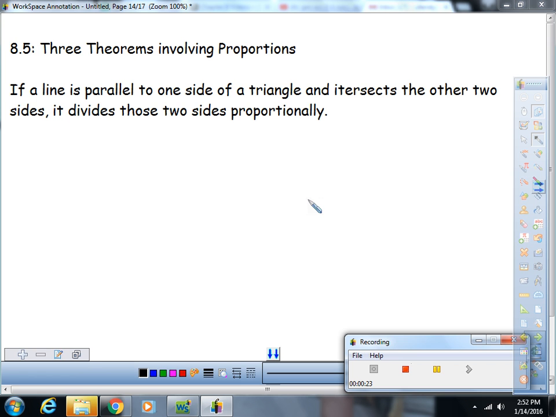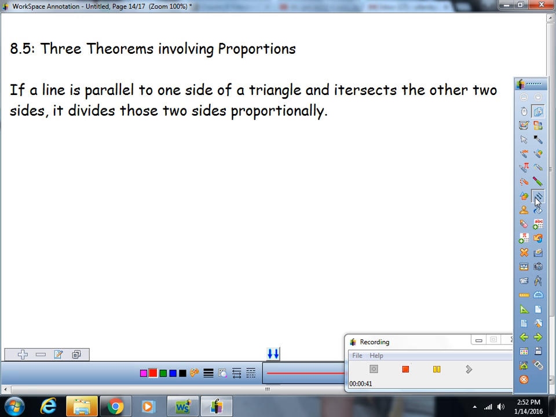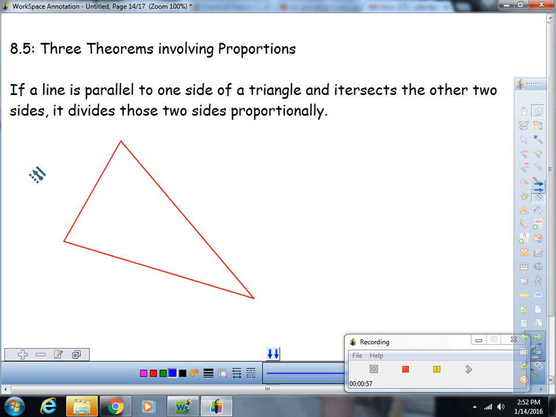All right, so here's the first one. If a line is parallel to one side of a triangle and intersects the other two sides, then it divides those two sides proportionally. Let's see what this is all about. So here we got a triangle, and then here we've got a line. Let's make that parallel if we can.